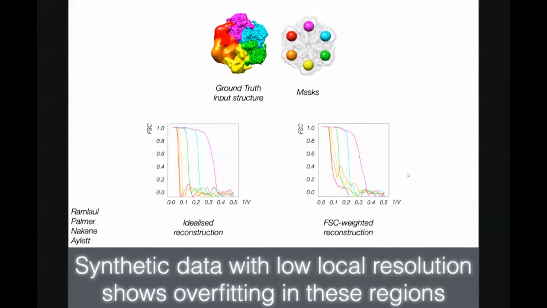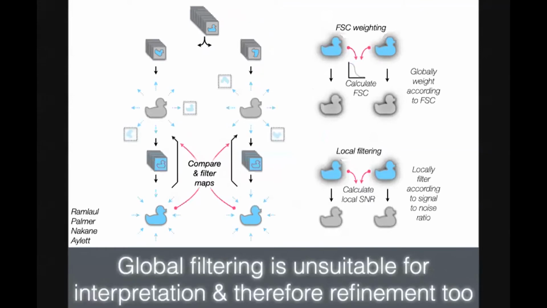If we generate synthetic data with known local resolution, as you can see here at the top, and then look at the FSC within masks, you can see from the FSC curves within these masks that when we do the standard FSC weighted reconstruction process, we're getting overfitting. These curves are drifting to the right in regions that are kept at very low local resolution in comparison to the true situation where we just do an idealized reconstruction on the left. So the sensible solution would seem to be to do exactly what we did for the final reconstructions, for the intermediate reconstructions. We locally filter during refinement instead of globally filtering at the end.